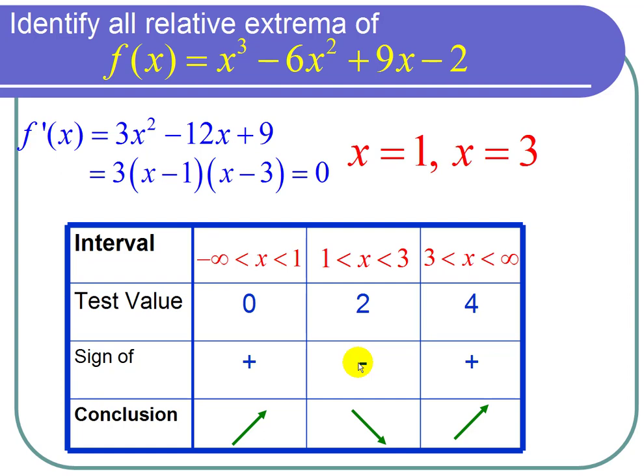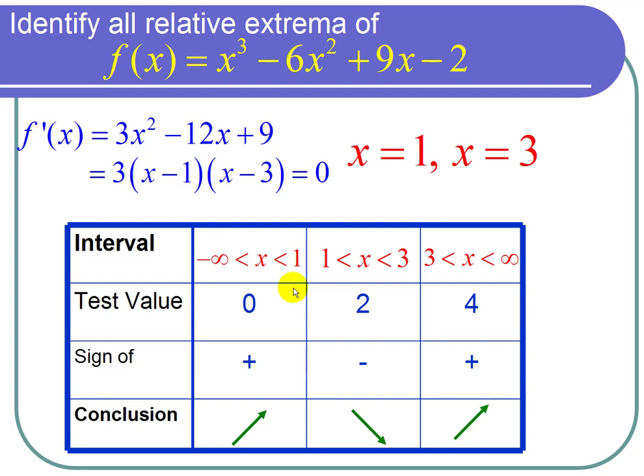So that means at 1, it had gone up and then down. So 1 is a relative maximum. At 3, it went down and up. So that means it's a relative minimum at 3.